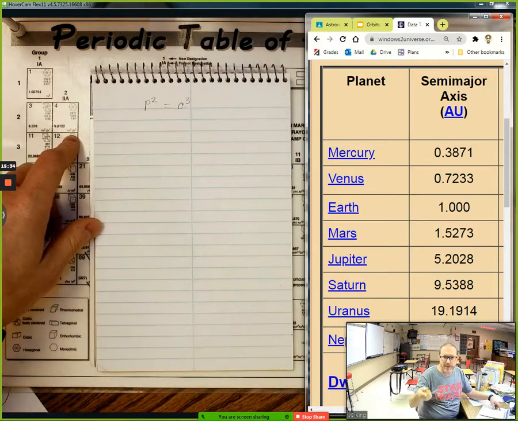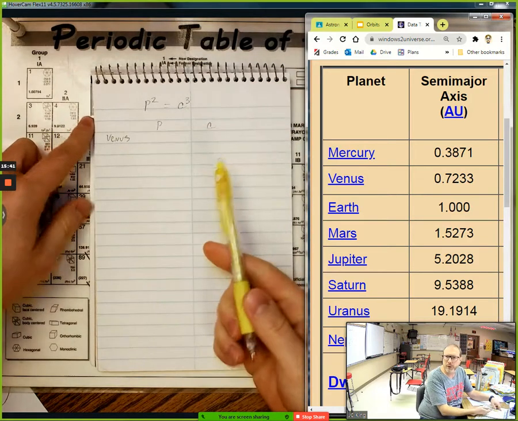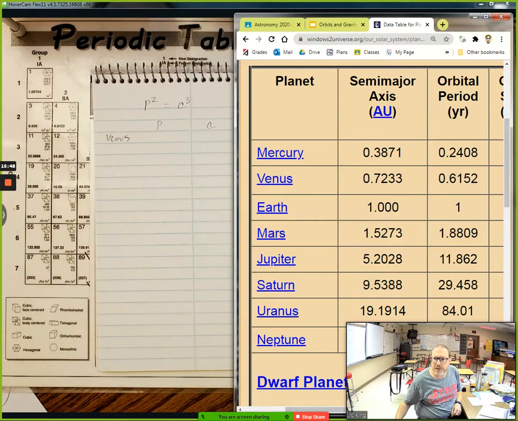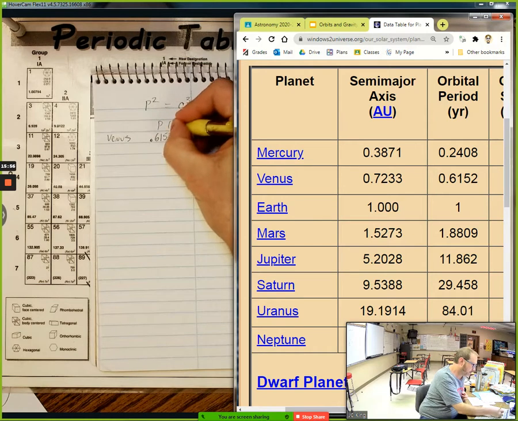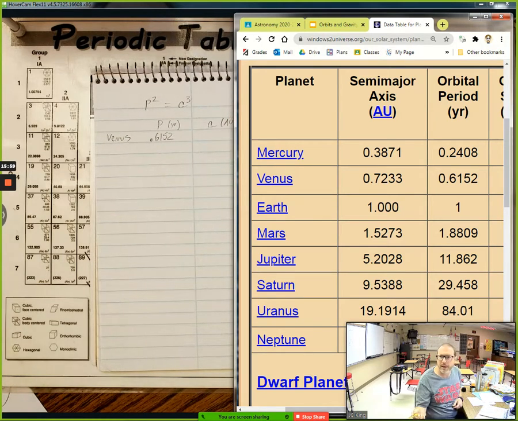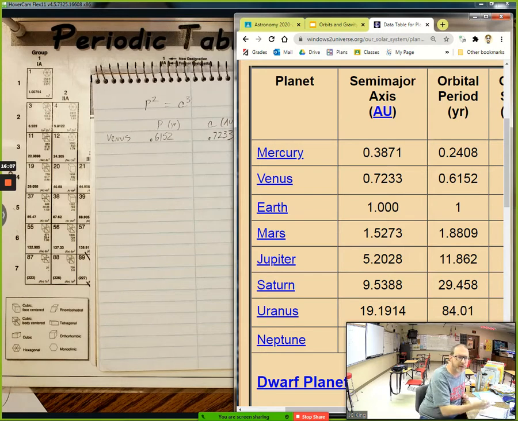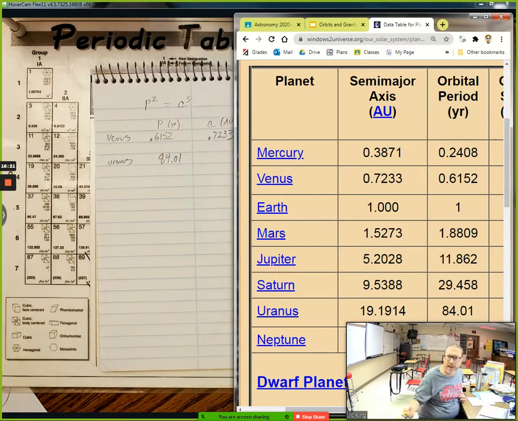So let me go ahead and get some numbers down so that I can zoom in. For Venus, P and A. Oh, I zoomed in too much. Okay. The orbital period for Venus in years is 0.6152, and its semi-major axis is 0.7233 AU. Okay. For Uranus, its orbital period is 84.01 years, and its semi-major axis is 19.1914 AU.